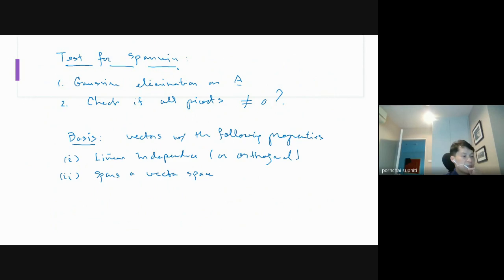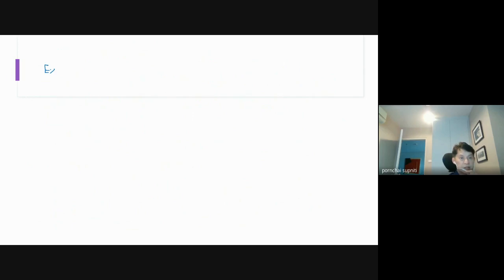Let's say, for example, if you look at the previous example, 100, 010, and 001. These are considered bases, and we often call it the standard basis, because they are very traditional bases that can be used to generate or span R3.